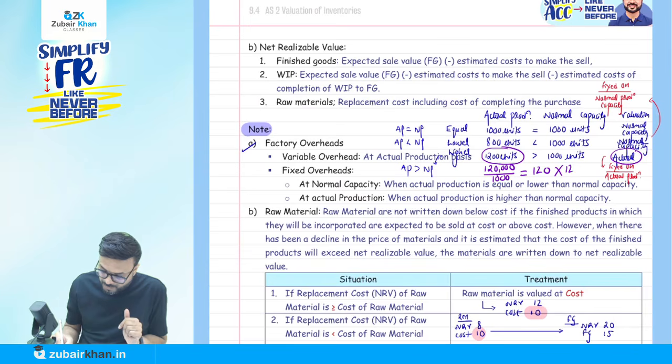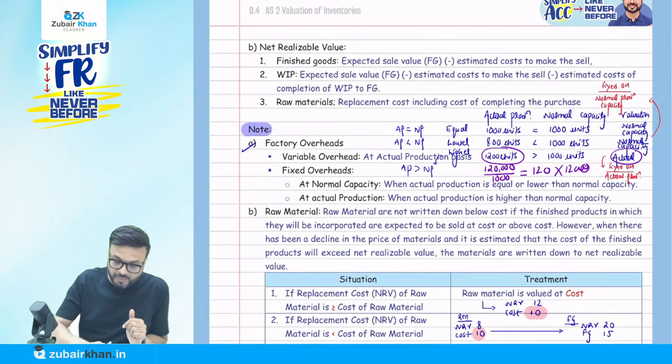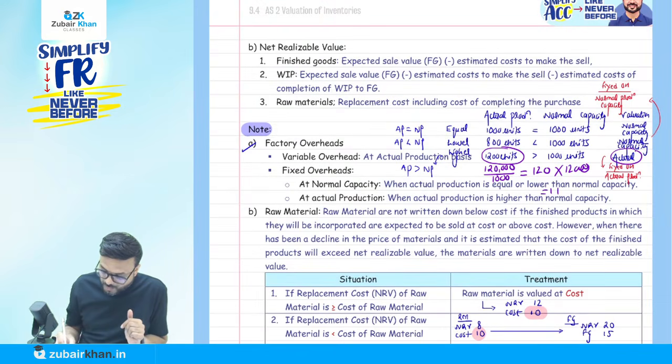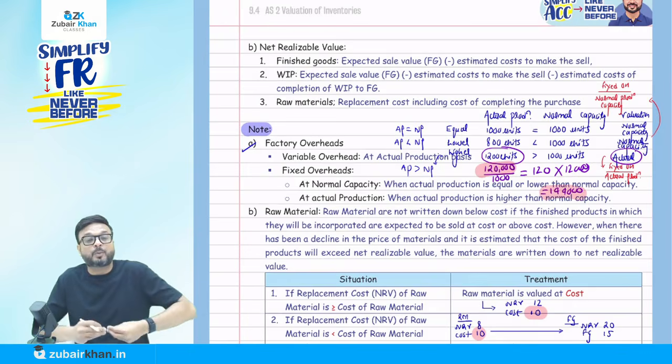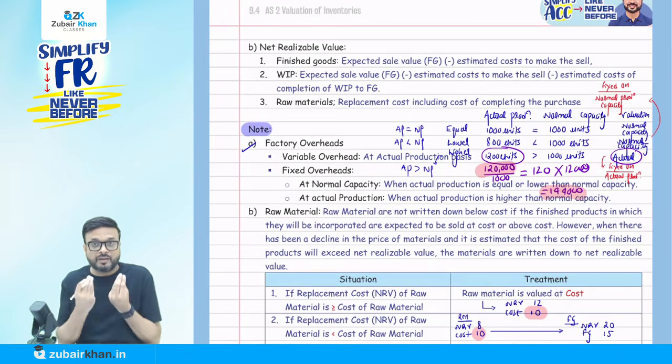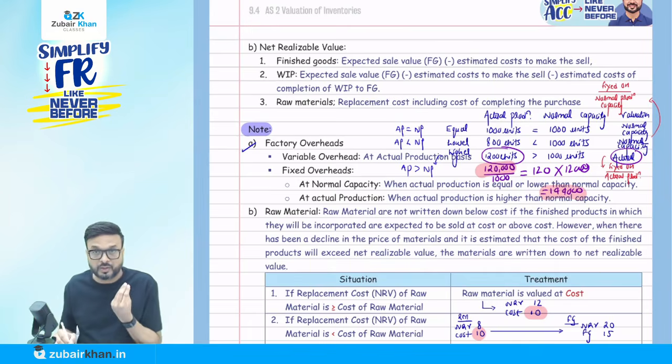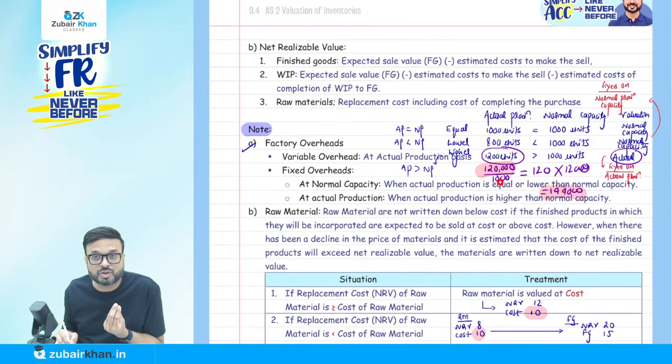So if I multiply 120 by 1200, it comes to 144,000. How can that be possible? You are allocating fixed overheads of 120,000 and you are allocating 144,000. How can we allocate more than the expenses that we have incurred? We have incurred a fixed overhead of, suppose, 120,000, and the actual production is 1200 and the normal is 1000.